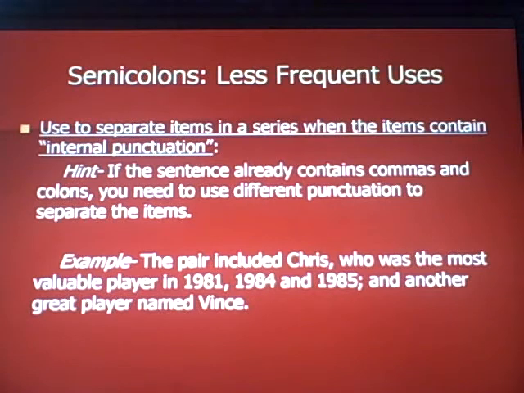The pair included Chris, who was the most valuable player in 1981, 84, and 85; and another great player named Vince. The word and is pulling together those two pieces of the sentence, and you'll see that the first piece has a comma after the word Chris and after 1981. So it makes sense to separate the two pieces of that sentence with something other than a comma.